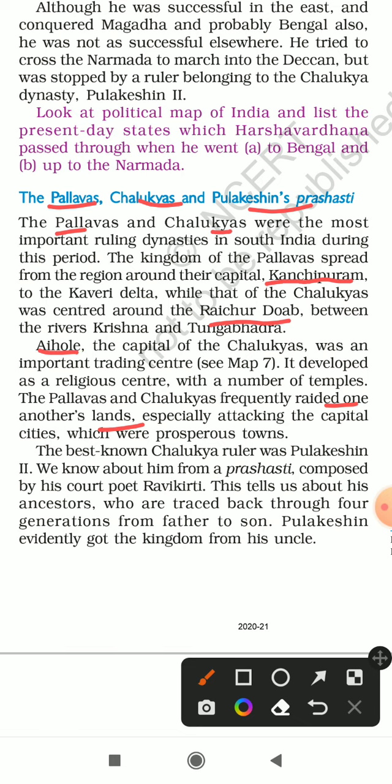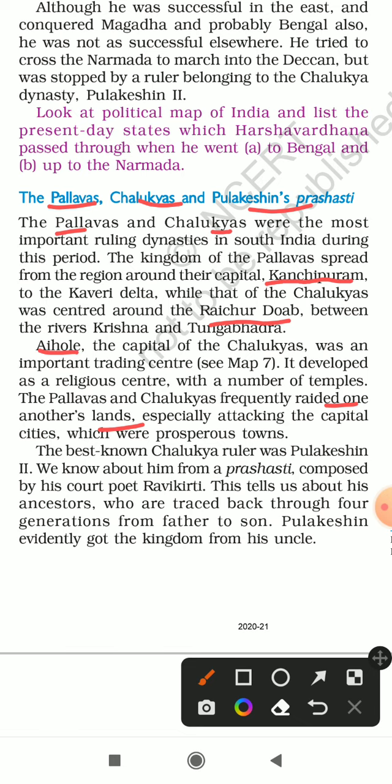These capital cities of Kanchipuram and Aihole, both of them were very rich, very prosperous cities. So from time to time, Chalukya rulers used to enter the Pallava kingdom, and Pallavas used to enter the Chalukya kingdom and raid each other's lands.